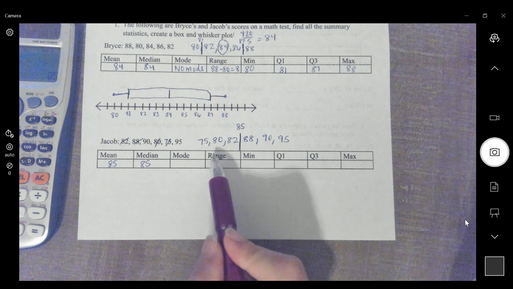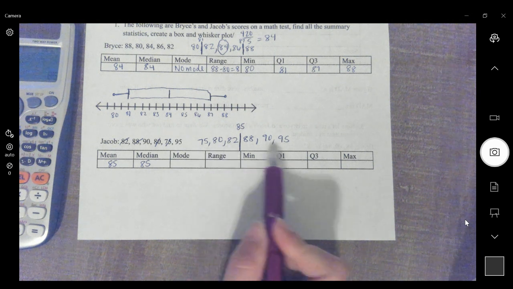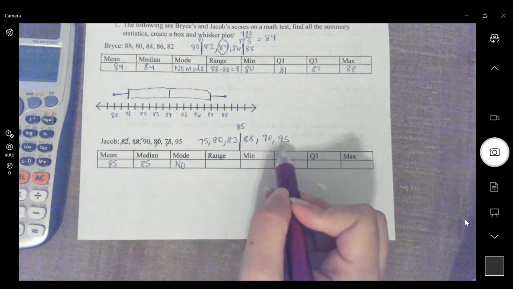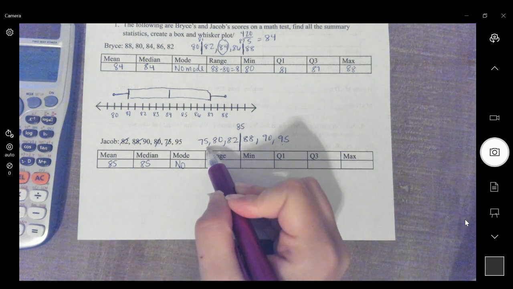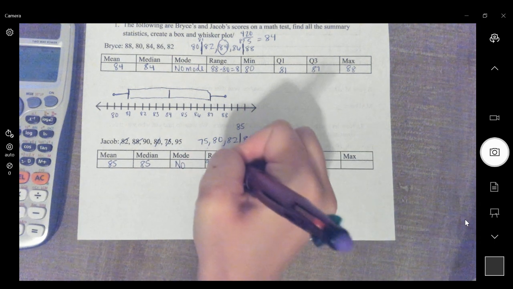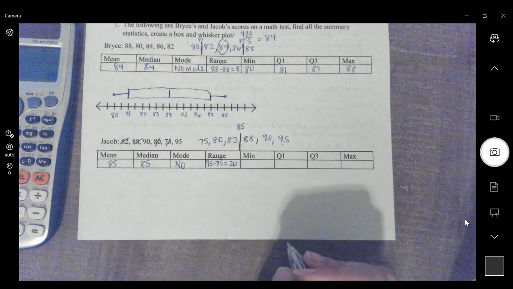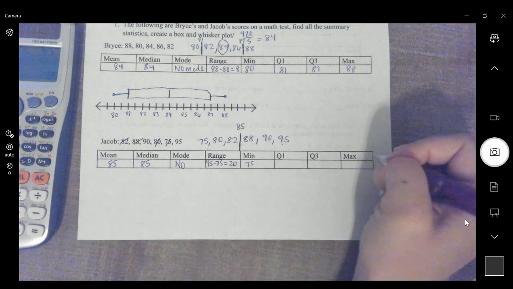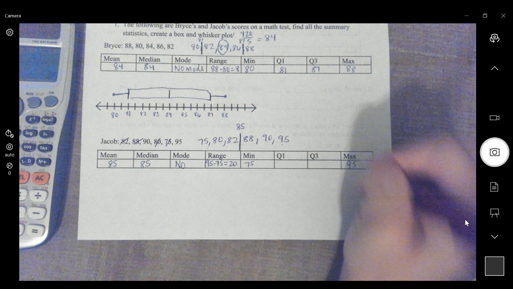Okay, mode. None of the numbers repeat again, so there is no mode on this one. Range is my maximum minus my minimum. So 95 minus 75 is 20. So that's my range. My minimum is 75. Okay, maximum, I'm going to go all the way down there, is 95.